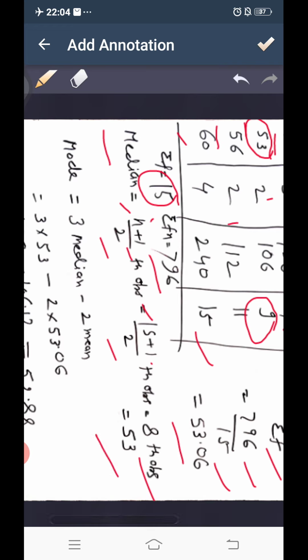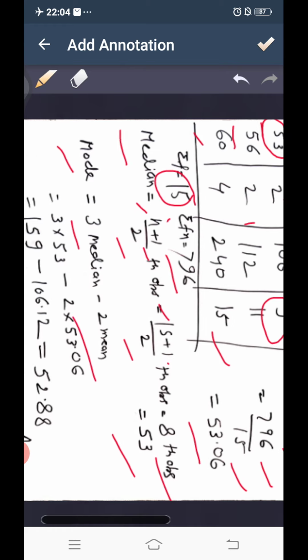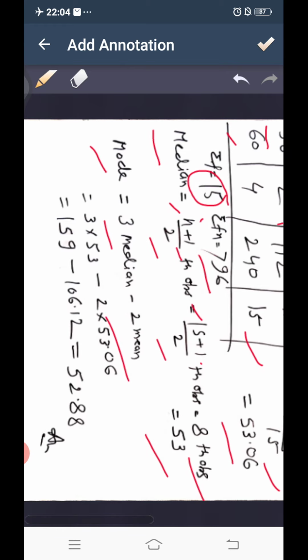Now we will apply the empirical formula, that is mode equals 3 median minus 2 mean. So 3 into median, that is 53, minus 2 into 53.06, that is mean. 3 into 53 is 159. 2 into 53.06 is 106.12. We subtract, so we get mode equal to 52.88.